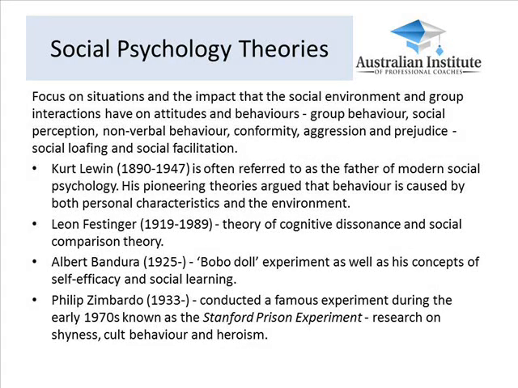Social psychology theories focus on situations and the impact that the social environment and group interactions have on attitudes and behaviors. For example, group behavior, social perception, nonverbal behavior, conformity, aggression, and prejudice. They're also concerned with the concepts of social loafing and social facilitation. Why is social psychology important?